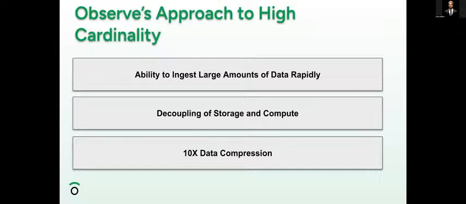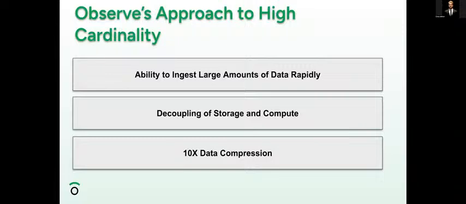You can store vast amounts of high cardinality data at a low cost and only use compute resources when you're actually querying or analyzing that data. This flexibility leads to significant cost savings, especially when handling large data sets that may not require frequent querying. Additionally, Observe employs highly efficient columnar storage and compresses data by up to 10x, which further reduces the amount of storage required and lowers overall costs.